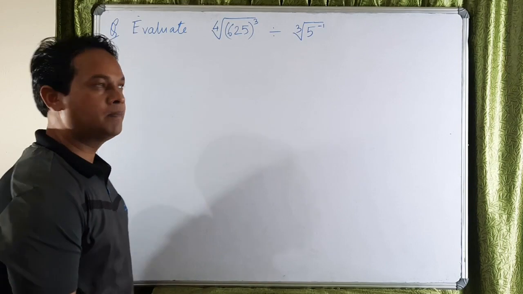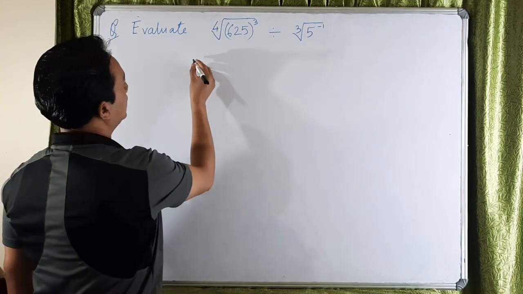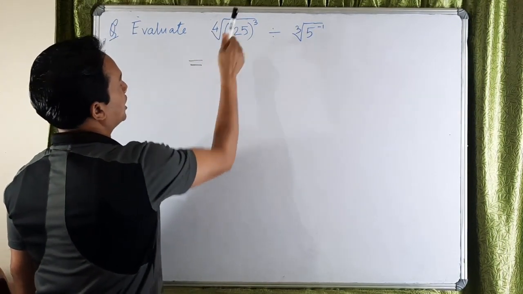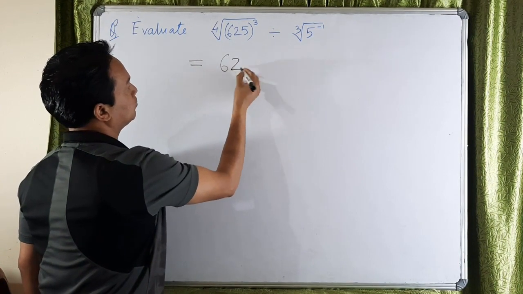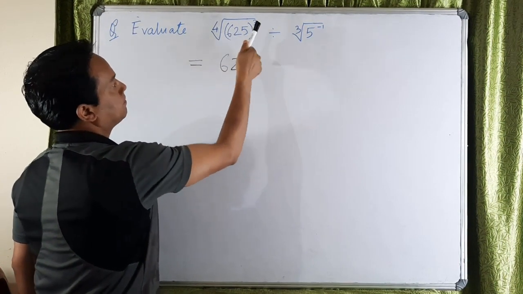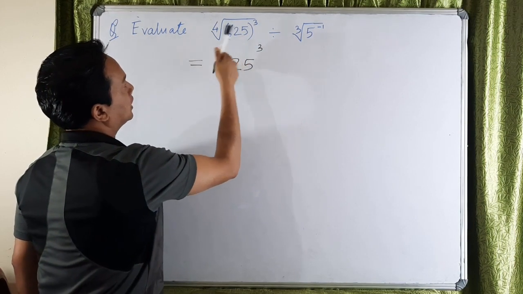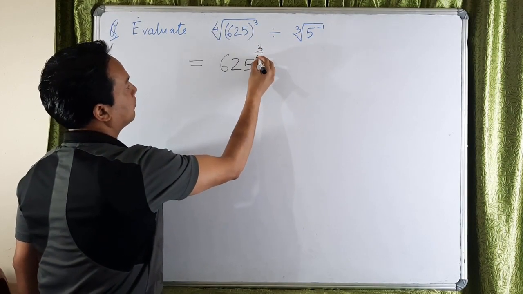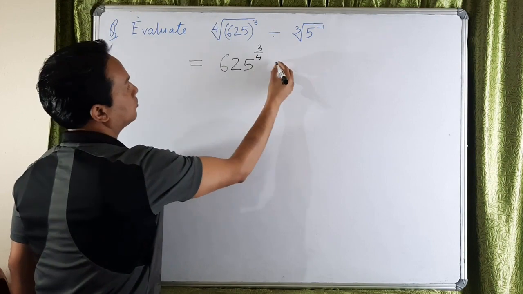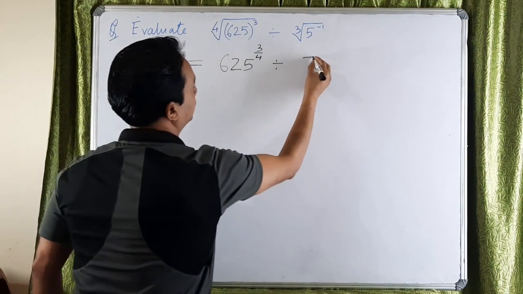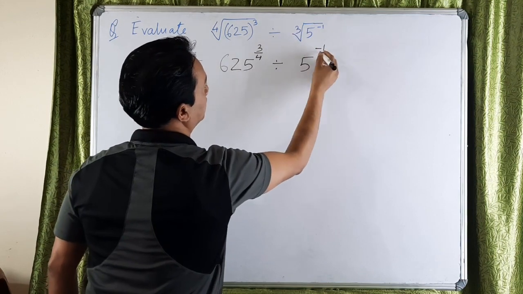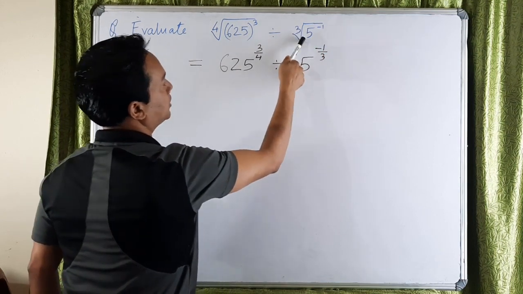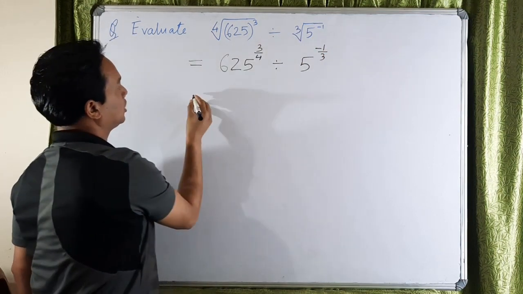Let's see one more sum. Here we have to evaluate this. So if this is in radical form, we will convert it into exponential form. So we have 625, which is the base. Now the power here is 3, and this is 4. So 3 by 4. So this will become 3 by 4 divided by 5 to the power, this minus 1 will come first, divide by 3. So from radical form, we made it into exponential form.